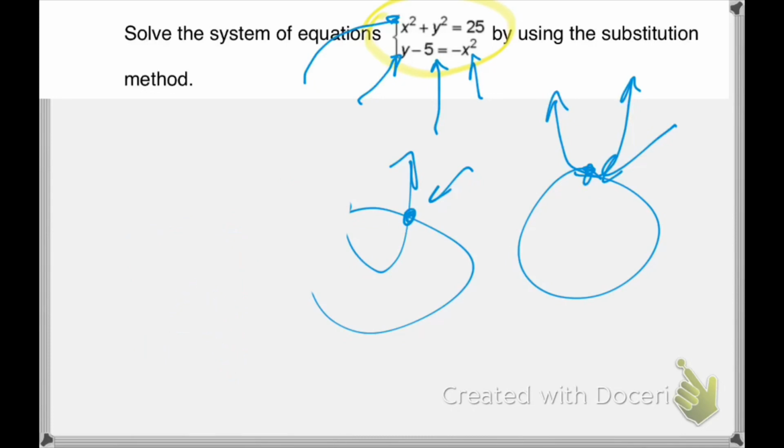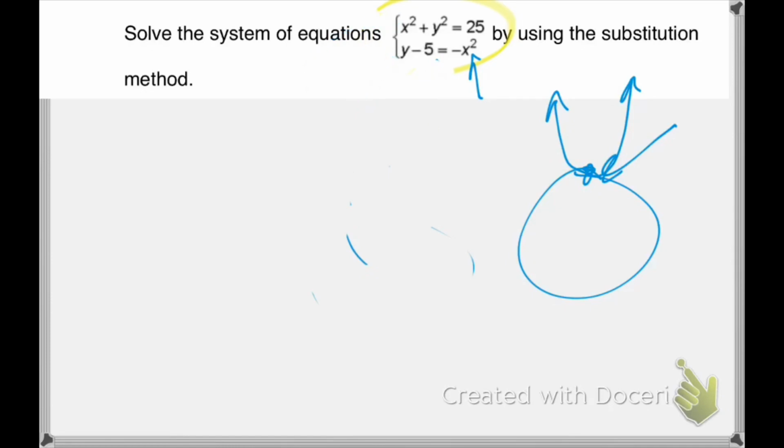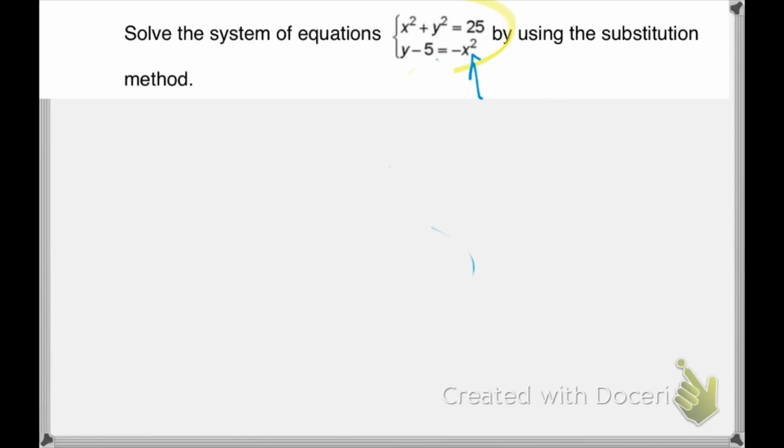Alright, let me erase this, and then we'll start solving this. So using substitution, we're first going to try to look at what we have in common. So notice here, we have an x squared, and we have an x squared right here.